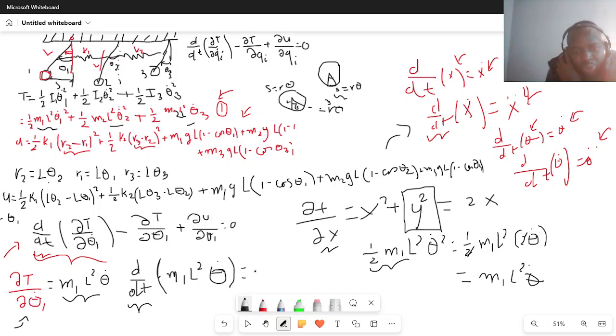Now what will happen? We're going to have m1 L square. Our variable here is theta dot 1, so we're going to have theta dot dot. Remember, I have mentioned it on top here. When your variable is time, your theta dot becomes theta dot dot. Your theta becomes theta dot. So if you can do this, it means you are done with the first part of the equation.